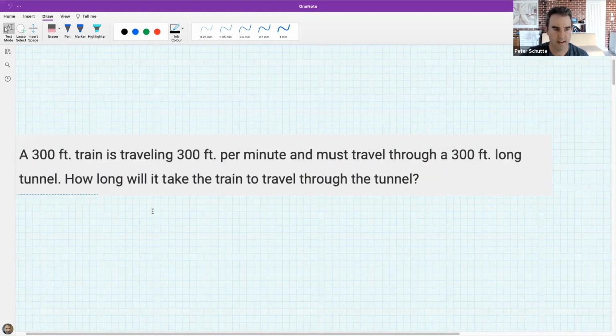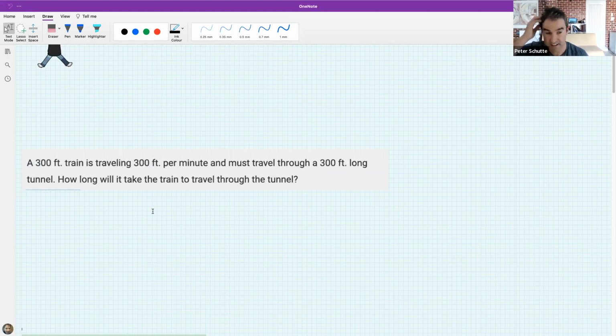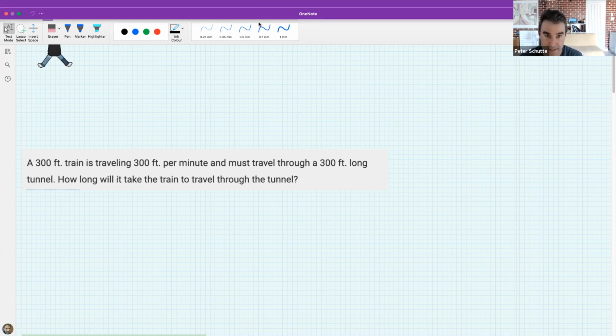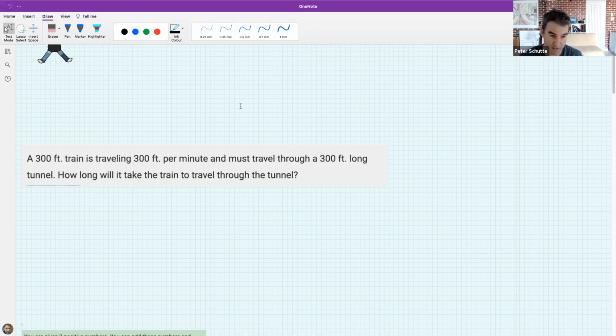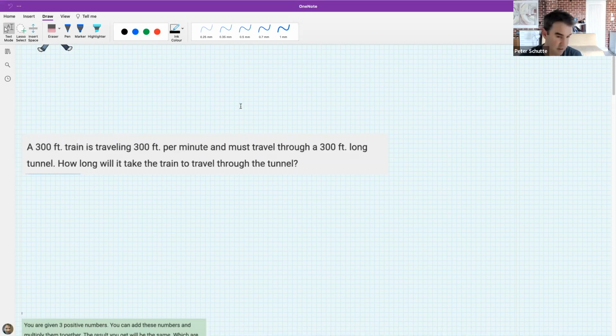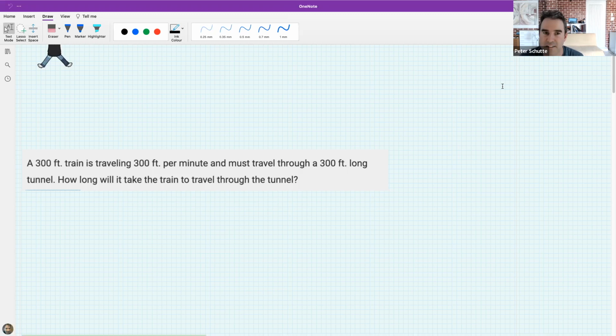So a 300-foot train is traveling 300 feet per minute and must travel through a 300-foot long tunnel. How long will it take for the train to travel through the tunnel? If you need to draw a picture, just take a moment. This is not for anything other than the pleasure of being confused, to see if you can solve the riddle. It's like a magician. Everyone likes to be confused.